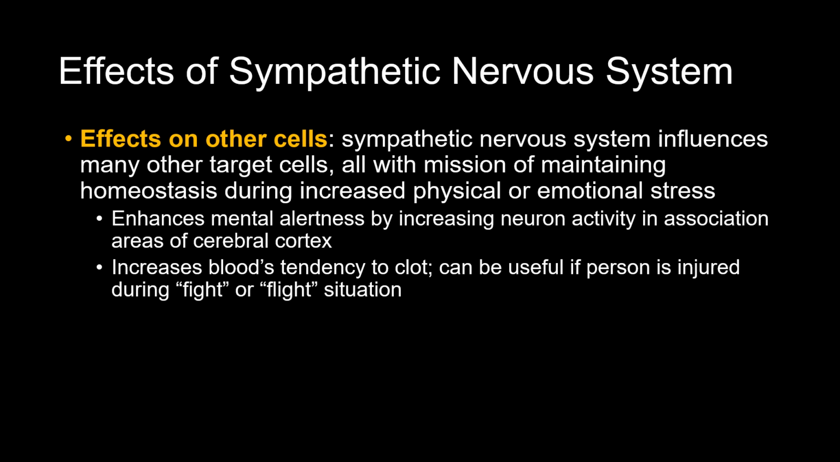Now, what effects does the sympathetic nervous system have on other cells? Well, the sympathetic nervous system influences many other processes through its effects on its target cells. For instance, this system enhances mental alertness, and this increases activity in the association areas of the neocortex. As well as this system also increases the blood's tendency to clot, which can be helpful if a person is injured during one of those fight or flight situations.